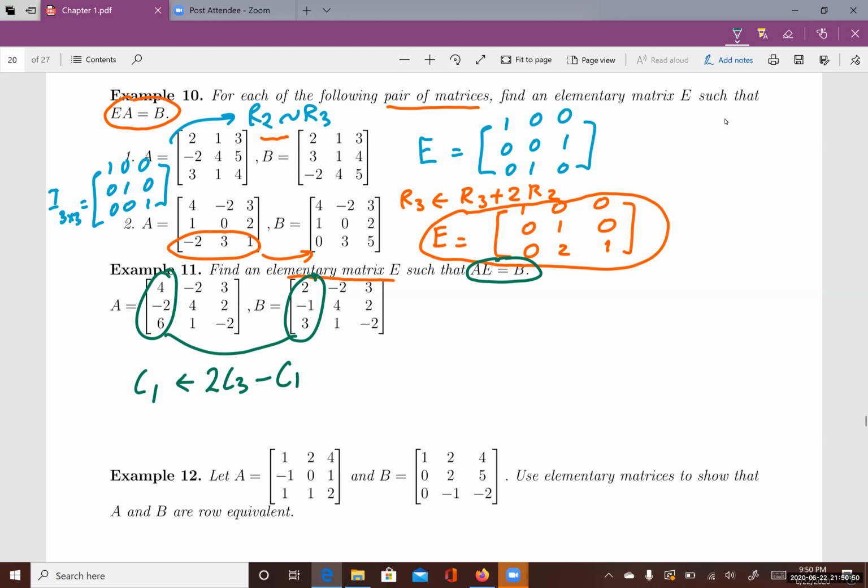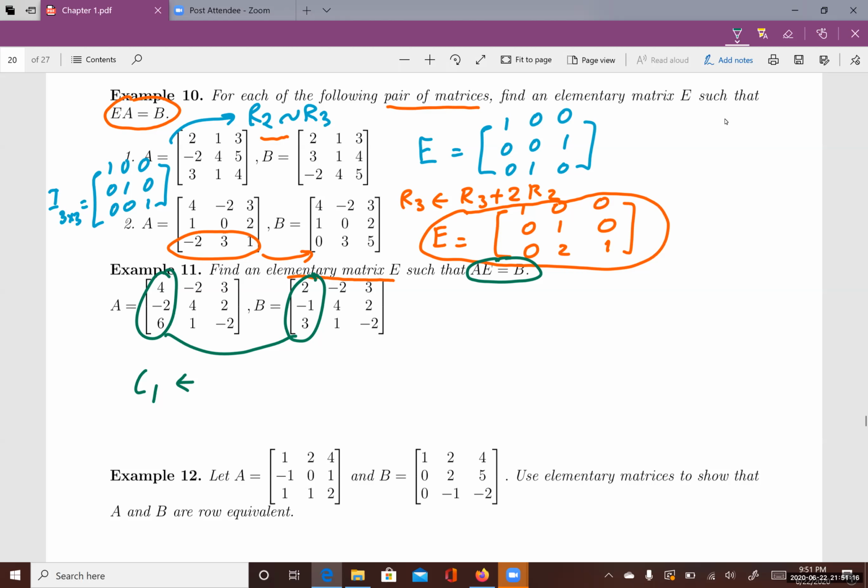Okay. How about 2 times 2 is 4, minus negative 2 is not negative 1. So this doesn't work. So if this doesn't work, then I have to find a different row operation. What is the difference? And what is another one?